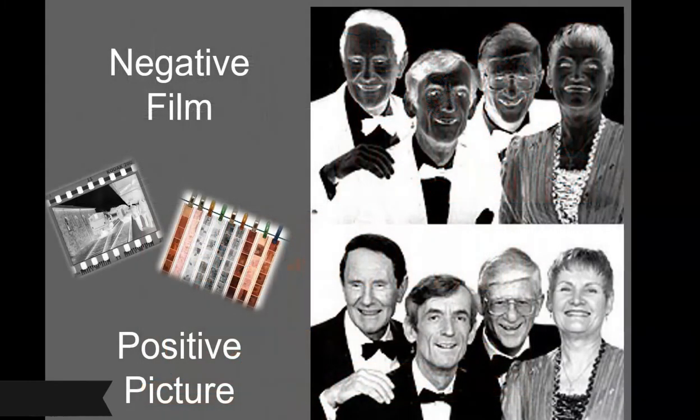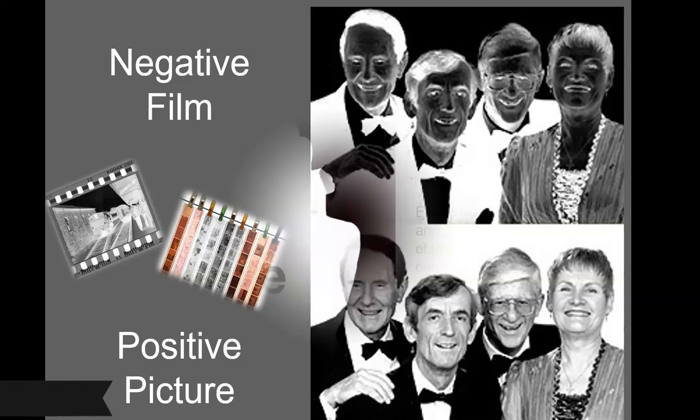Here in this image, you can see an example on the top of negative film of 4 people. When processed in a dark room with all the chemicals, it created a positive picture. Take a look at the suits that the men are wearing. In the negative film, you can see that they have white suits, but in its positive form, they're actually black.